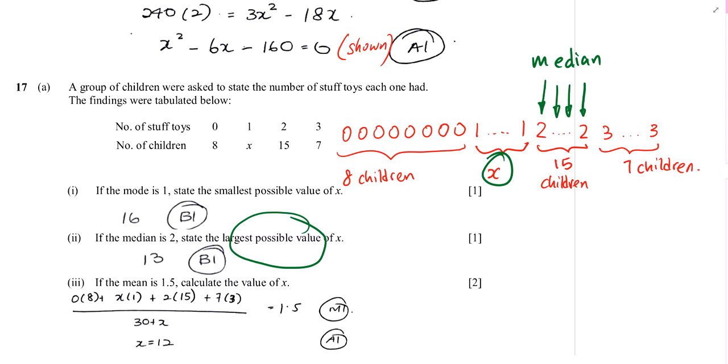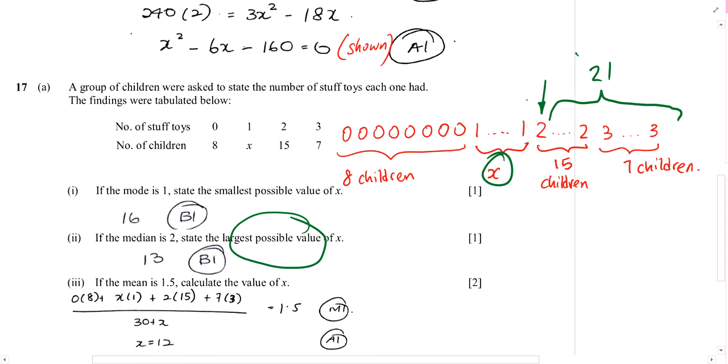If it is the first 2, let me just write now. If it is the first 2, then how many children are there here? How many children here? 7 plus how many? 7 plus 14, that is 21, right? Then how many people will there be here? 21. Therefore, X equals to 13. Okay, that is if I'm talking about the first 2.